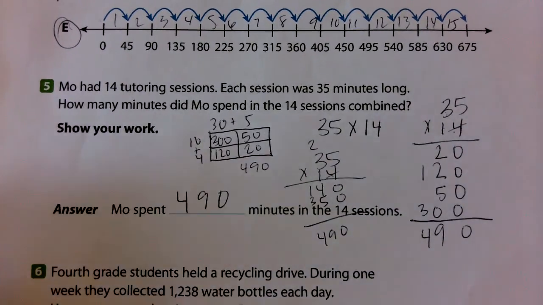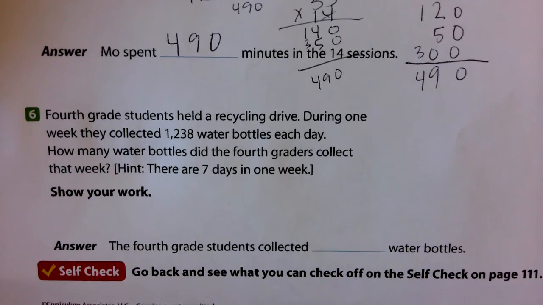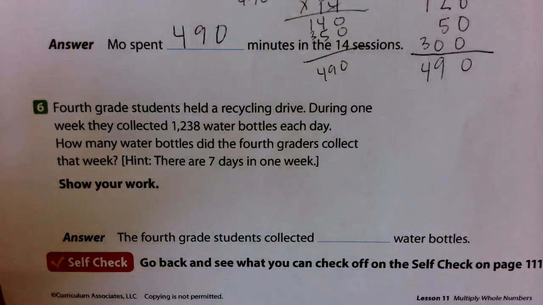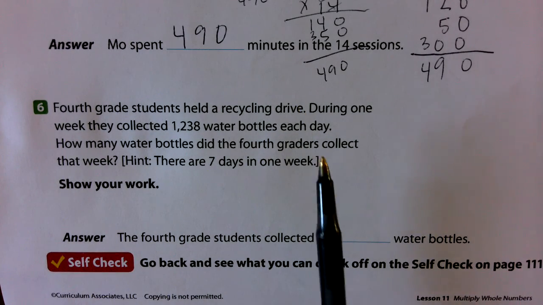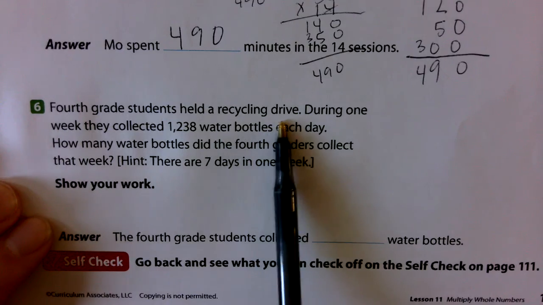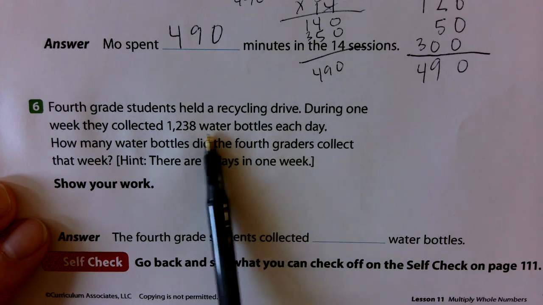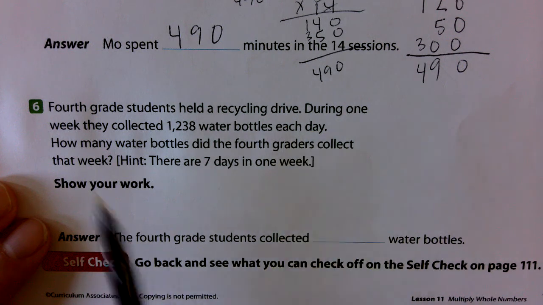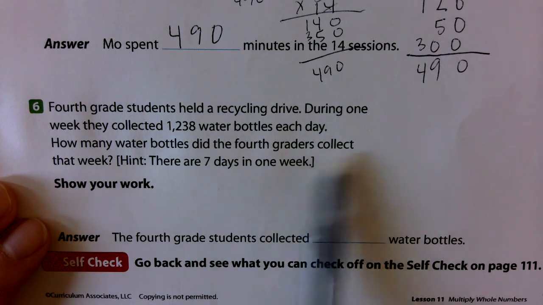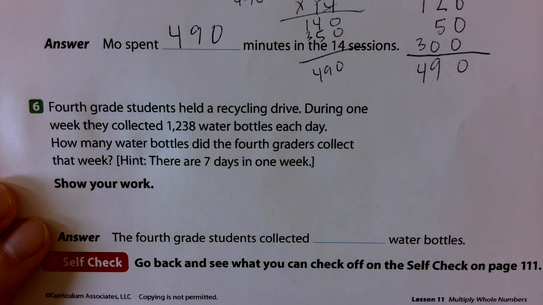All right, one last problem. Number 6. So this looks like it's going to be a 4-digit by 1-digit number multiplication. It says fourth grade students held a recycling drive. During 1 week, they collected 1,238 water bottles each day. How many water bottles did the fourth graders collect that week? Hint, there are 7 days in 1 week.